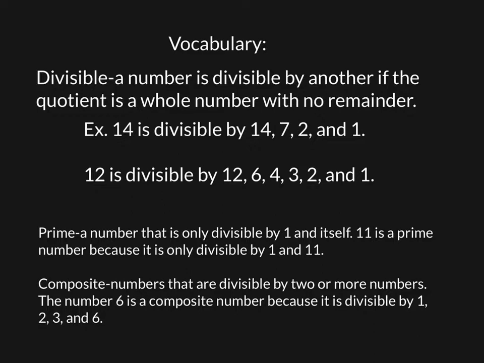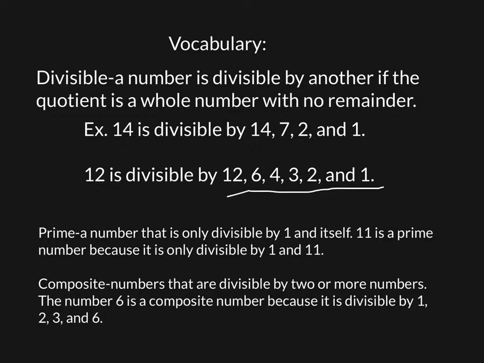Could I do 14 divided by 3? No, I'd get 4 point something, a decimal. So we can't use 3. 3 does not go into 14 evenly. Another example is that 12 is divisible by 12, 6, 4, 3, 2, and 1. You can multiply these numbers together to make 12.